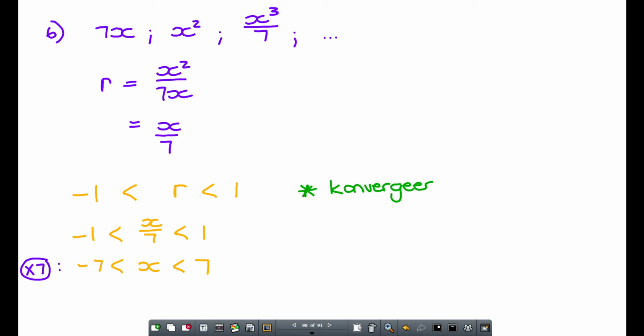Nou sê hulle vir my by 6.2, if X is -4, so nou is hulle spesifiek. Calculate the sum to infinity. Goed, kan ek maar skep?